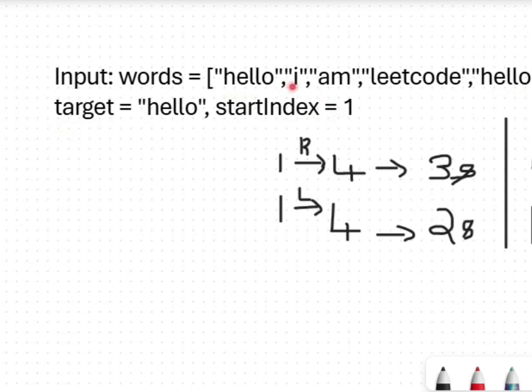As I said before, it is a circular array. Let me focus first on the fourth index. If we move to the right, the difference between the starting index and the target is 3. Similarly, if we go the other way, which is the circular path, the distance between the starting index and the target is 2 steps. So we take the minimum, which is 2.